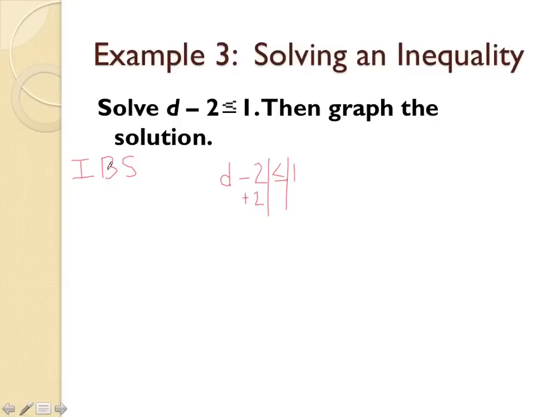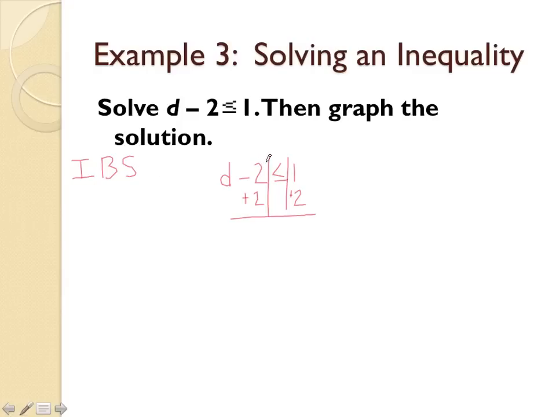Now I'm going to do the balance part, which is what I do to one side of my railroad tracks, I'm going to do to the other side of my railroad tracks. So I need to keep the inequality balanced. All right, so I have it balanced, and now I'm going to solve.